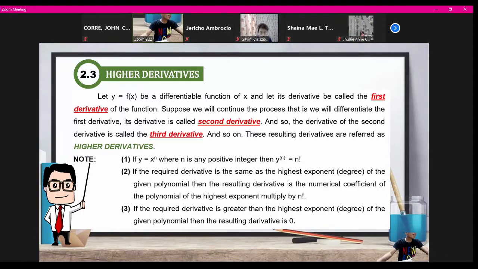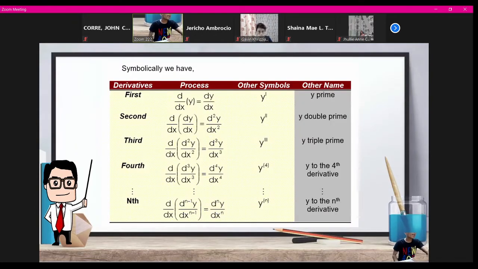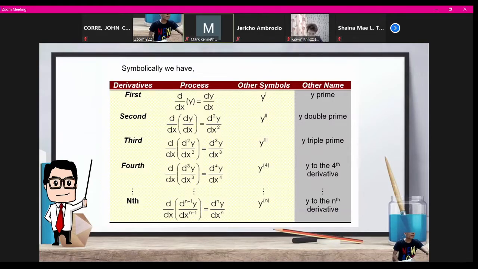Here, symbolically, we have the derivative. The first derivative, the derivative of y with respect to x, can be written as dy over dx. Other symbol is y prime. Or derivative of y, other name is known as y prime. Then, second derivative, the derivative of y with respect to x, that is equal to the second derivative of y with respect to x, or the second derivative of y, or y double prime.